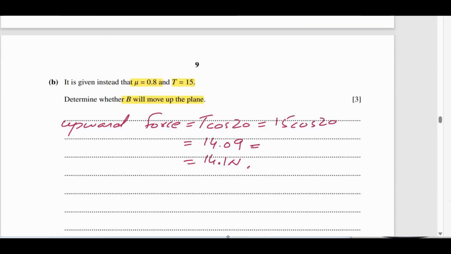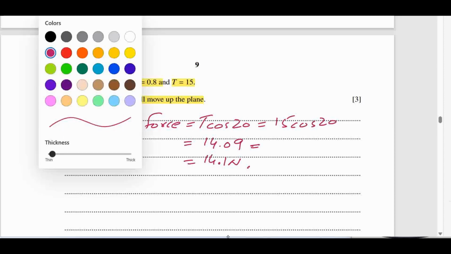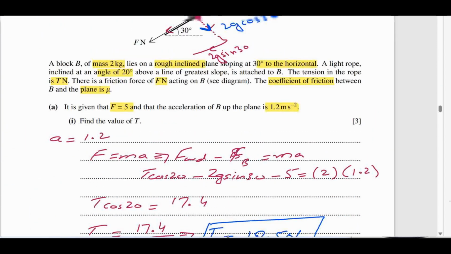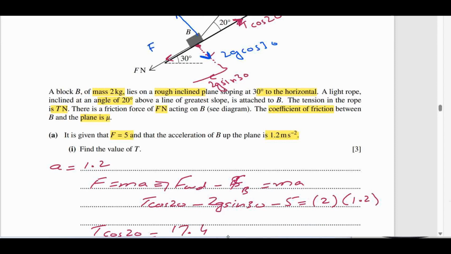Now let's find out the downward forces, because aapne ye prove karna hai ki B will move up the plane. Iska matlab ye hoga ki agar upward force greater hai downward forces se, so it means that B block will move upward. So now let's find out the downward forces. Ek downward force aapke paas frictional force hai jo downwardly act kar rahi hai, aur doosra aapke paas 2g sine 30 hai, ye bhi downward act kar rahi hai.